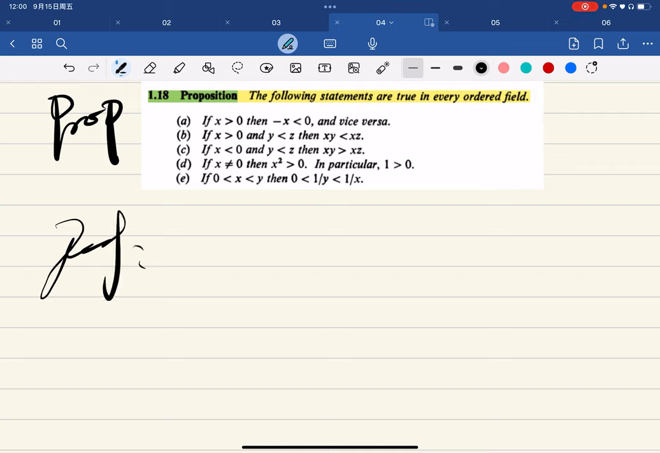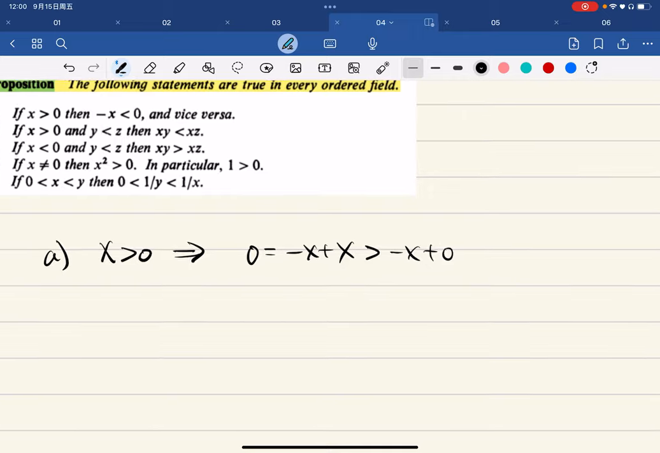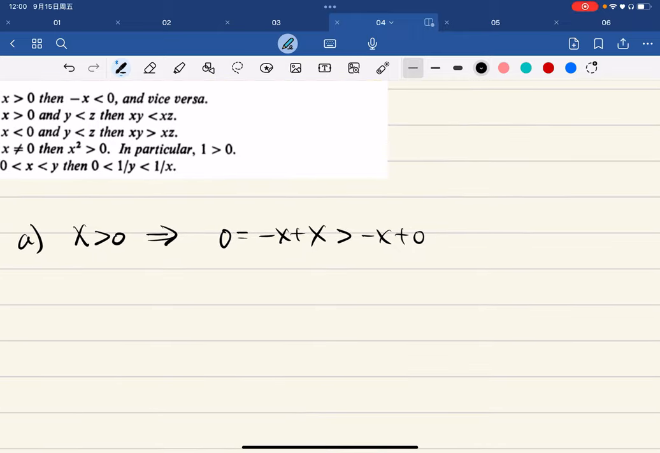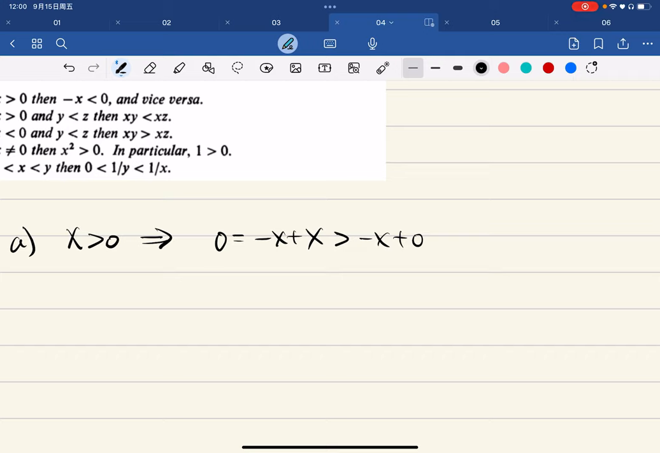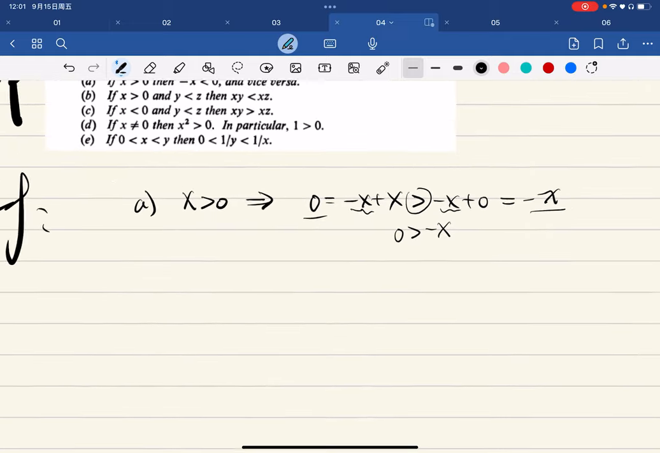Basically, if x is greater than 0, then negative x is less than 0, and vice versa. How to prove it? x is greater than 0, that means 0 is greater than negative x, right? Because if x is greater than 0, you add negative x to both sides, and x plus negative x is equal to 0. So you have 0 is greater than negative x, and vice versa.